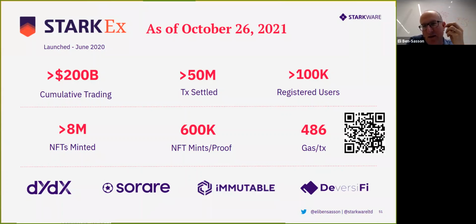Immutable does NFT minting and trading for gaming and generative art, and Diversify is a spot trading platform. We can pack upwards of 600,000 mints of NFTs inside a single proof. The gas cost per single transaction is less than 500. And this is far lower than any other system, layer 1 or layer 2, that exists out there today. So these are some numbers that show what we've achieved so far, on the ground, on Ethereum for our customers.